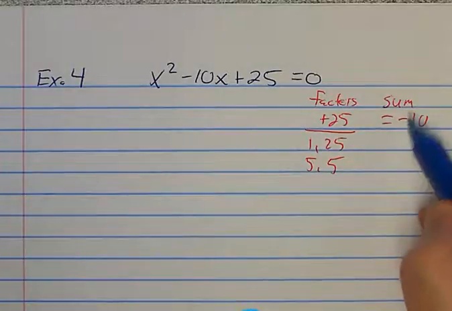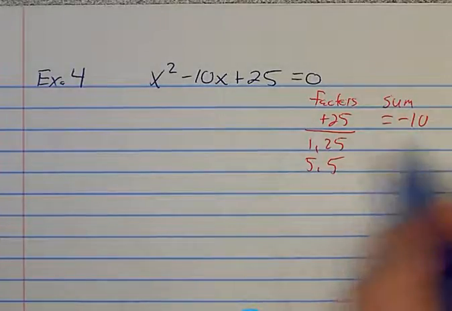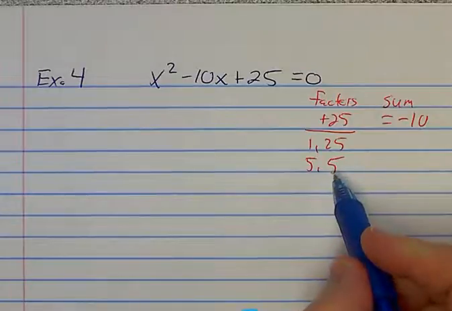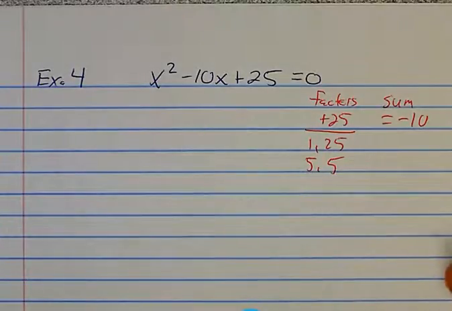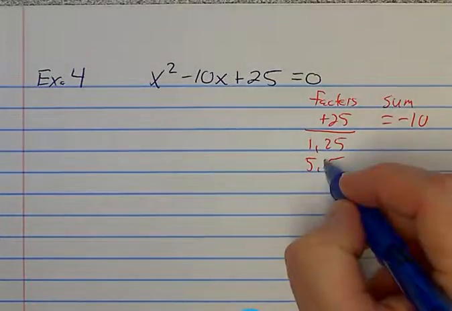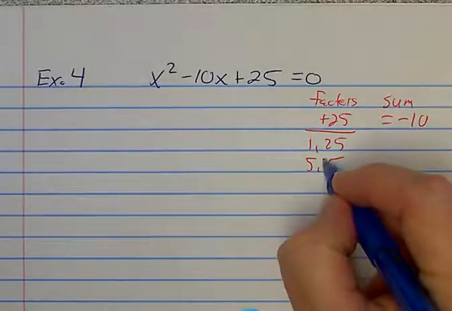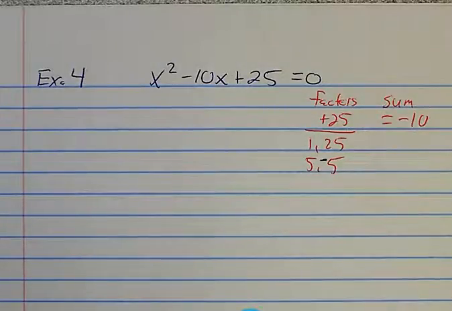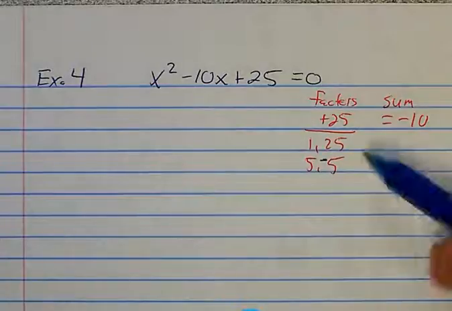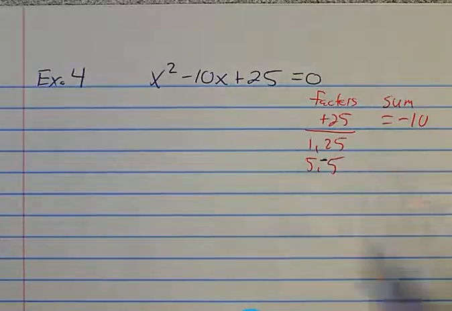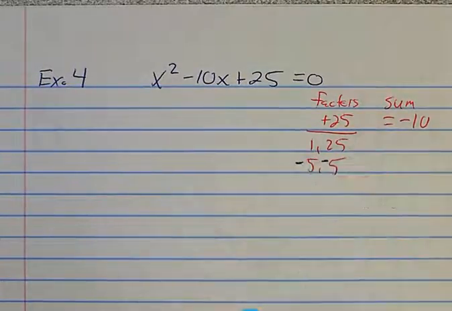Since the sum is negative 10, and you may go, wait, well, which one of these is negative? It's a tie. If it's a tie and you've got both of those, it doesn't matter which one you put it on, just put it on one of them. It doesn't matter which one, because they're the same size. To find the sign of the other one, just divide. We've got a positive divided by negative, so that makes it a negative. So they're both negative.